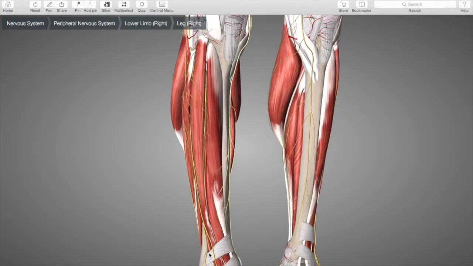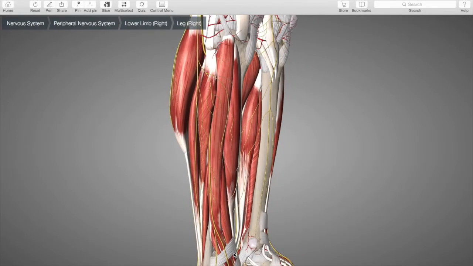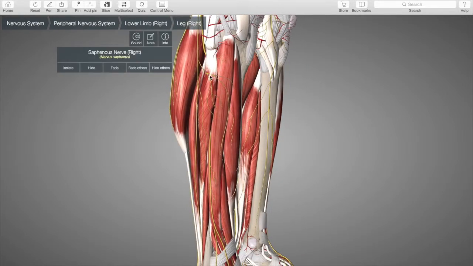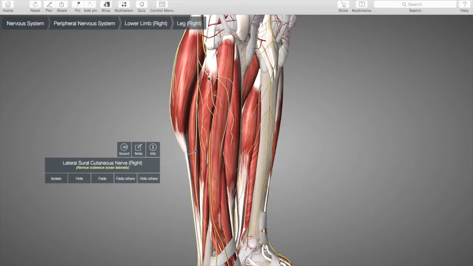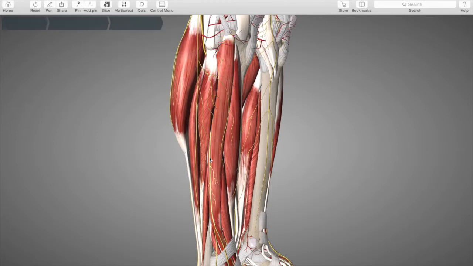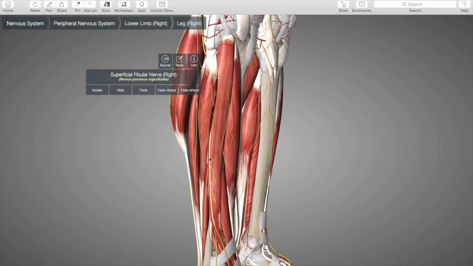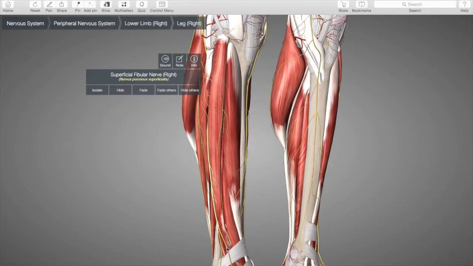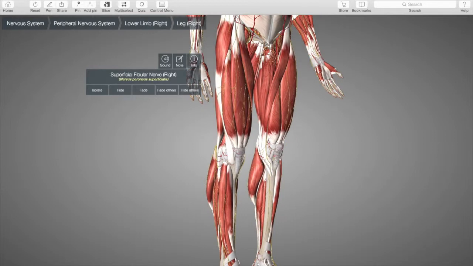leg and foot. On the lateral side, proximally, we have the lateral sural cutaneous nerve, and distal to that, coming out around extensor digitorum longus of the foot, lies the superficial peroneal nerve. This is coursing distally and curving around the ankle joint itself.